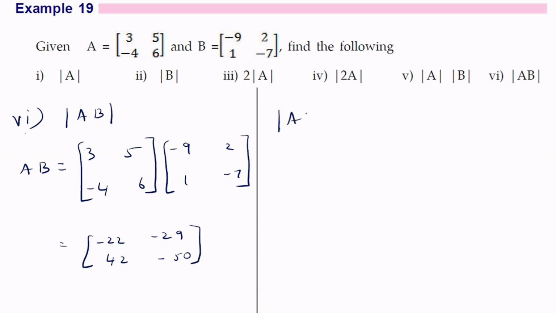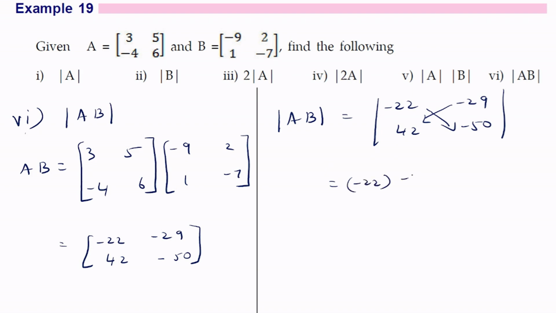And now we have determinant of AB. It is equal to determinant of minus 22, minus 29, 42, minus 50. So this is minus 22 into minus 50 minus of minus 29 into 42. So when we simplify, again we will get it as 2318. So these two are equal.